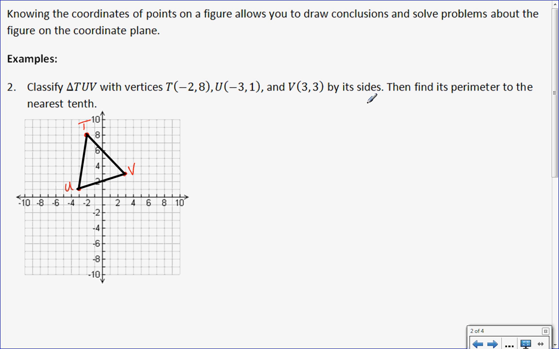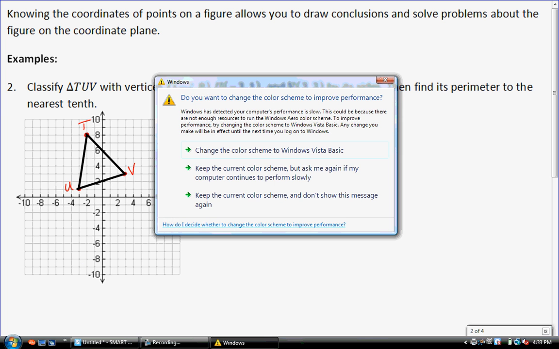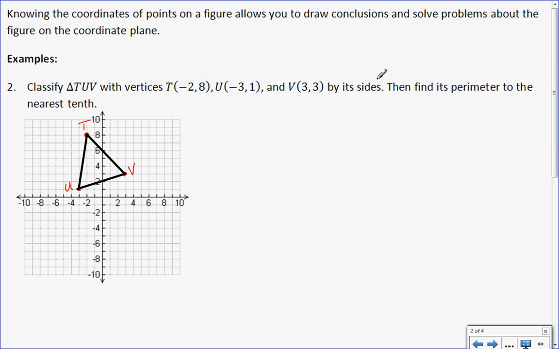So to classify by its sides, we would need to know how many of these sides have the same length. Well, looking at this picture, I really can't tell. These look like some of them might be close to the same length. It could be isosceles, it could be equilateral, or these might not be exactly the same, just really close, enough that they look like it, but we can't really tell. So we could possibly have a scalene triangle. Not knowing, we would have to know the actual lengths of those sides in order to make that conclusion. So that's what we're going to do.